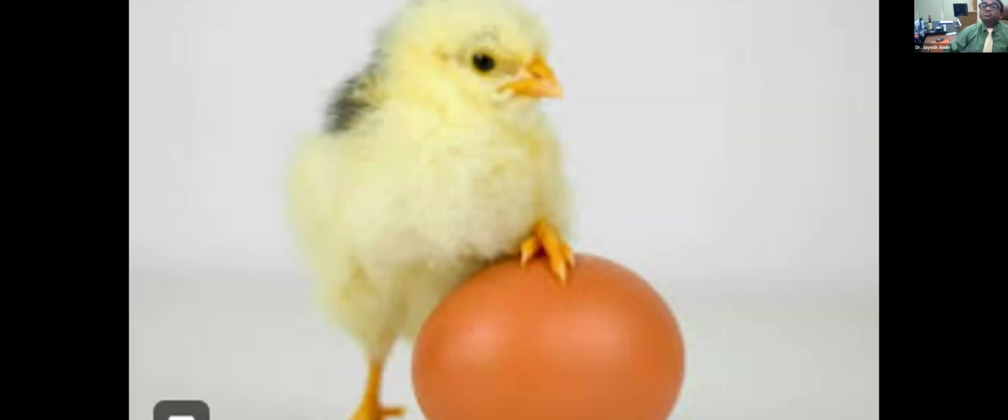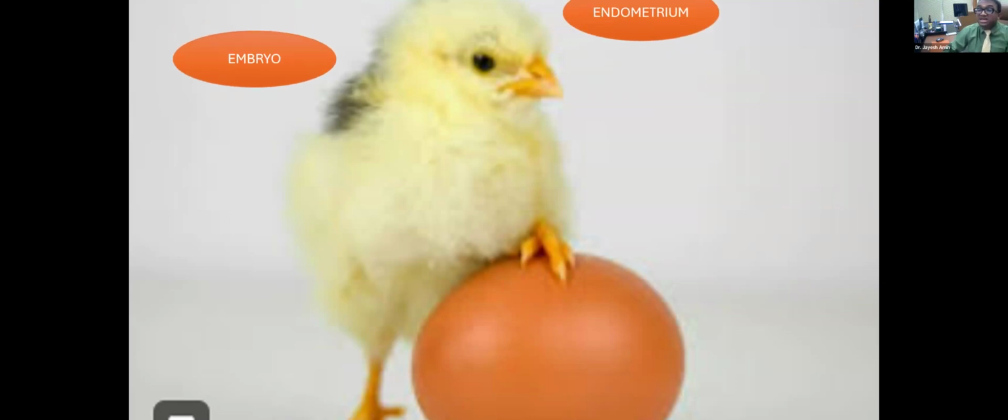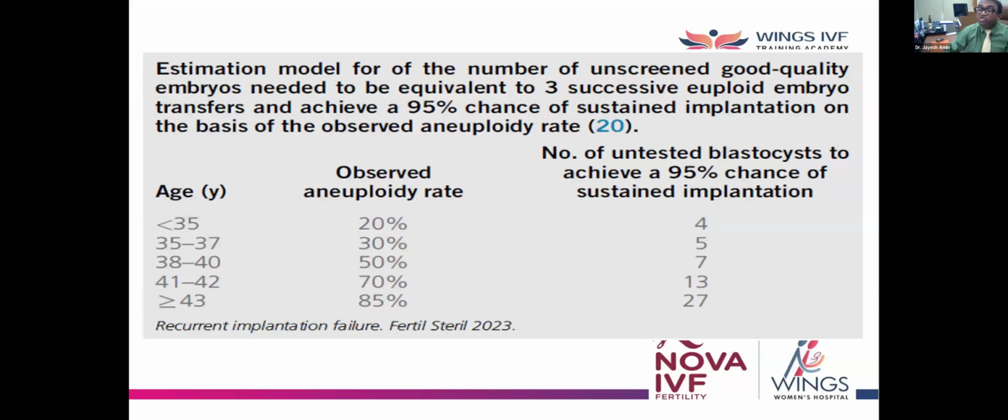But here we are very confused about what comes first. Should we go for immunology first? Should we go for PGT first? Or should we go for receptivity first? That's why we don't know whether the egg or the chicken is first. And again, I will say, should we reassess the embryo first, or somebody will say that I reassess the endometrium first. So we still need many more randomized control trials and much more research.